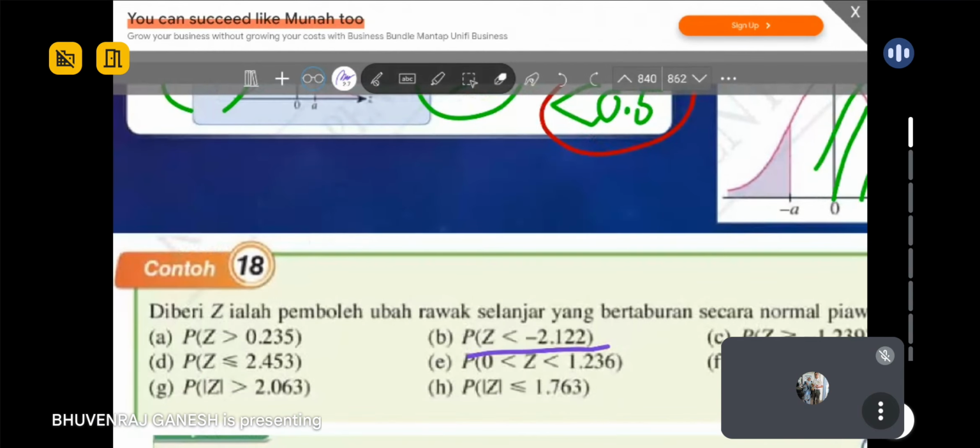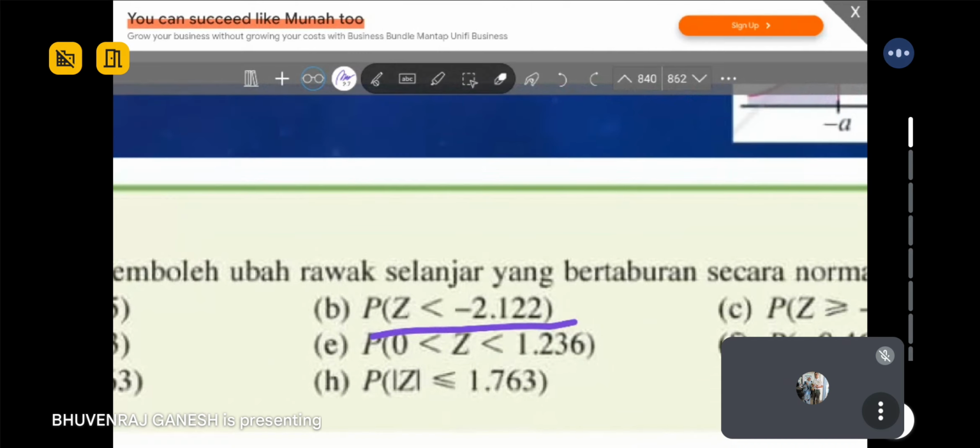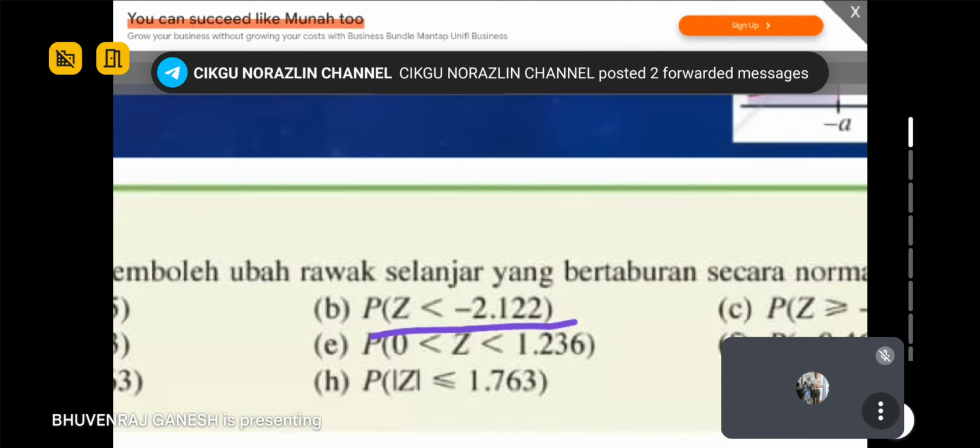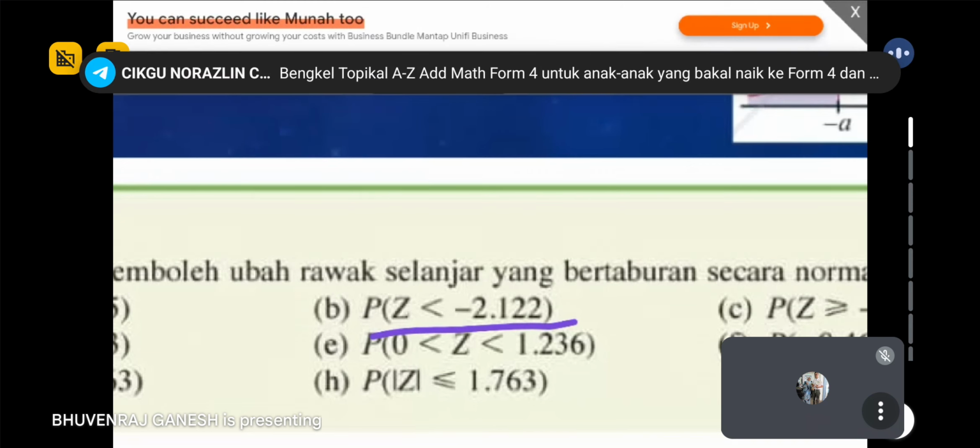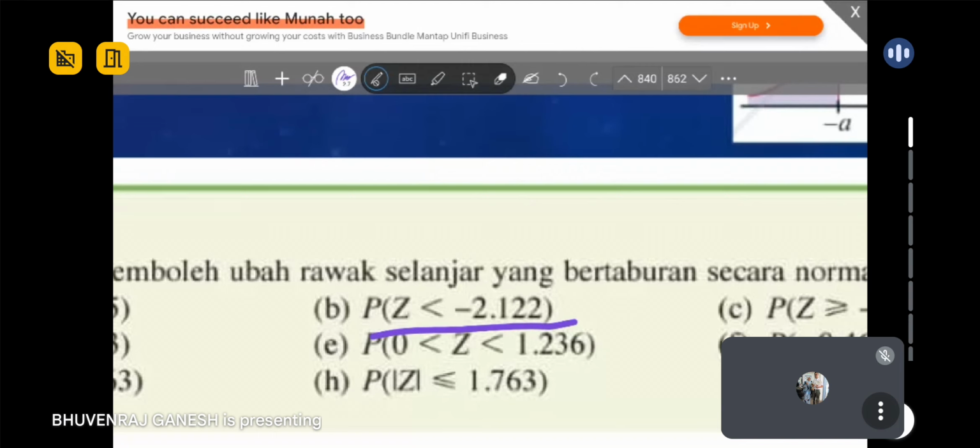Alright. So you see question B. Is the Z score positive? Adakah score Z saya positif? Yes or no? So that one is wrong already. One mistake. Second mistake, adakah ketaksamaan saya betul? Is my inequality sign correct? No. Very good. So guys, always remember this.